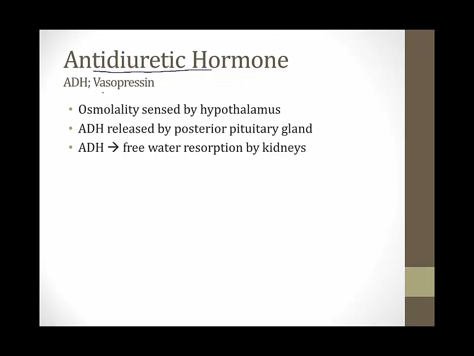As you probably know, antidiuretic hormone is often called ADH. It's also sometimes called vasopressin. The osmolality of the serum is sensed by the hypothalamus, and then ADH is released by the posterior pituitary gland in order to manipulate the plasma osmolality. When ADH is released, it leads to free water resorption by the kidneys, and this can affect the plasma osmolality.